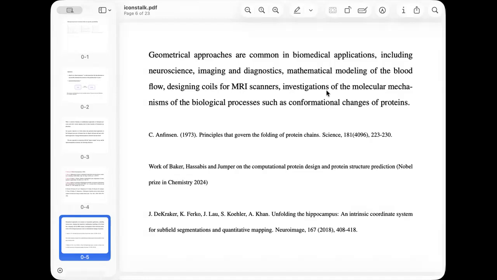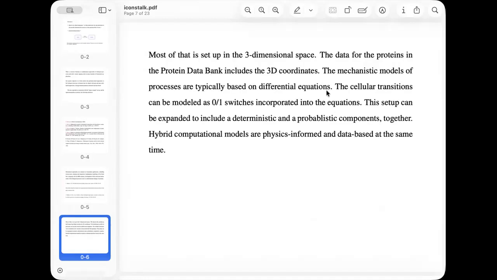of a reference to a paper where computational 3D methods are used for imaging and analyzing a specific region in the human brain. Most of that is set up in three-dimensional space. The data for the proteins in the Protein Data Bank includes the 3D coordinates.